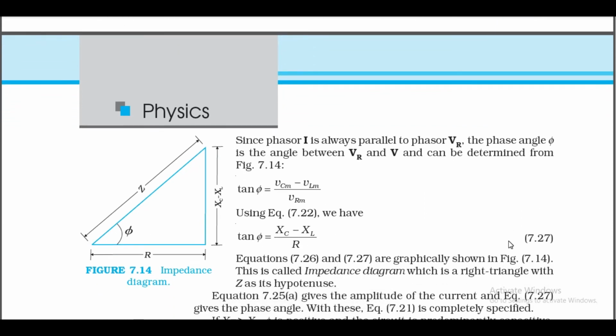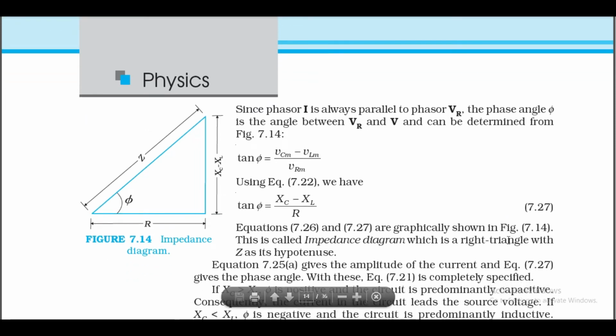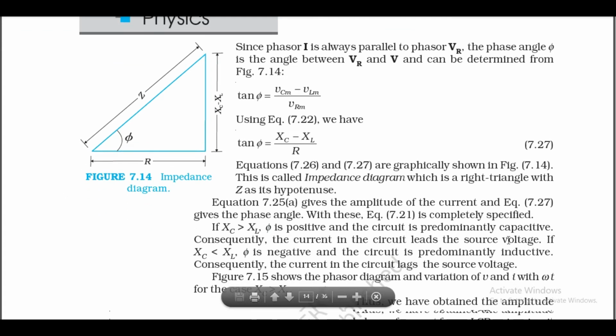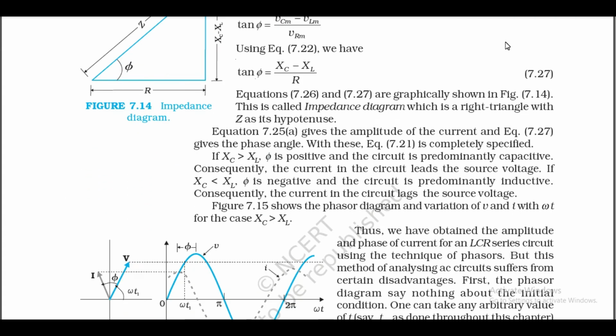Since phasor I is always parallel to the phasor VR, the phase angle phi is the angle between VR and V, and can be determined from figure 7.4. Tan phi is equal to Vcm minus Vlm divided by Vrm. Using equation 7.22, we have tan phi is equal to Xc minus Xl divided by R.